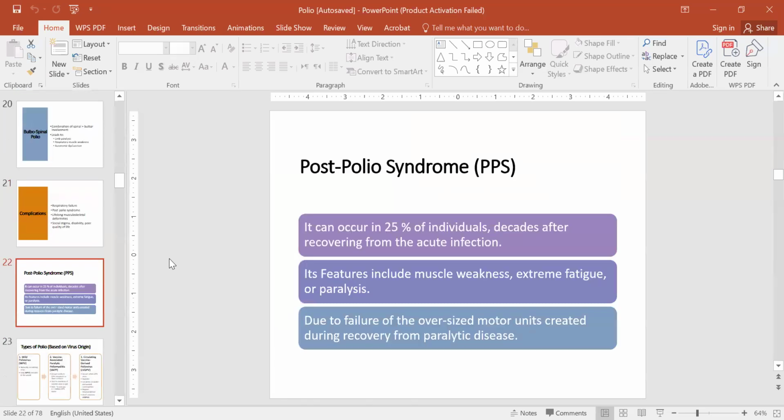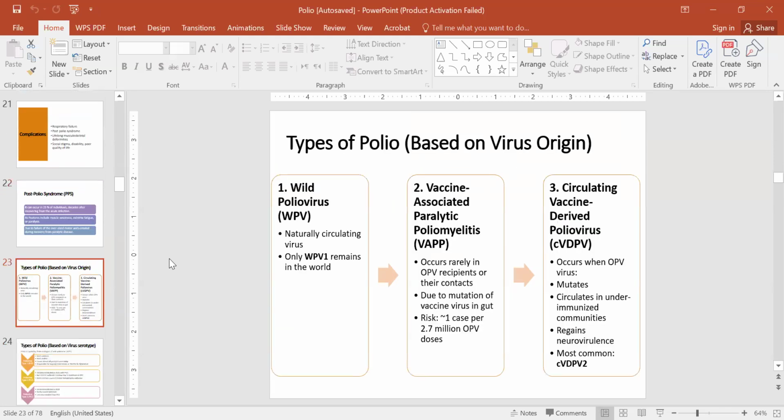Post-polio syndrome occurs in 25% of individuals decades after recovering from the acute infection. Its features include muscle weakness, extreme fatigue or paralysis due to failure of the oversized motor units created during recovery from paralytic disease. This is the cause.